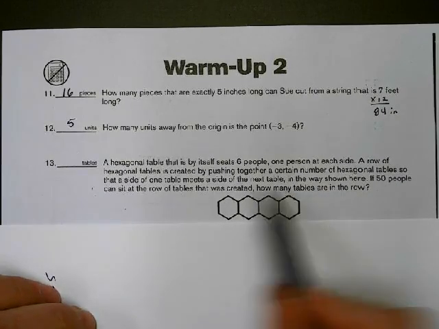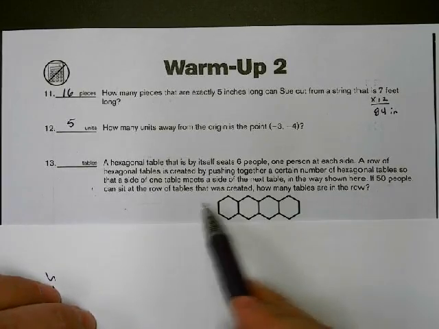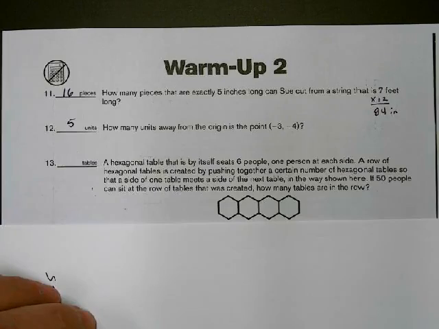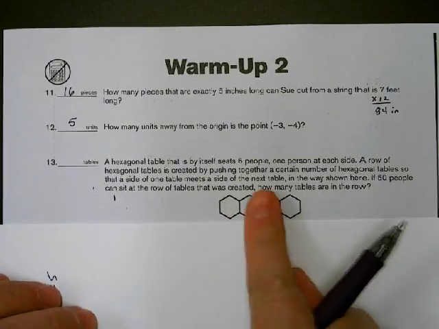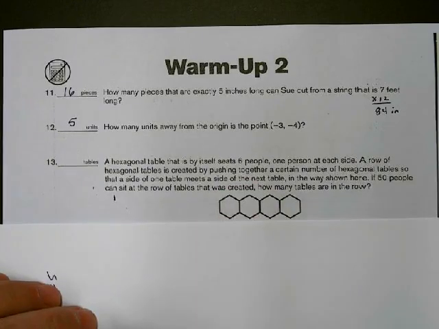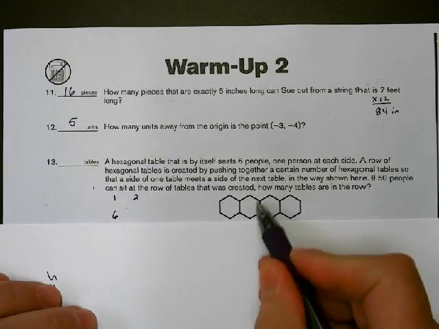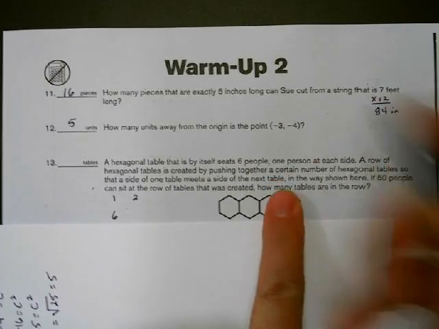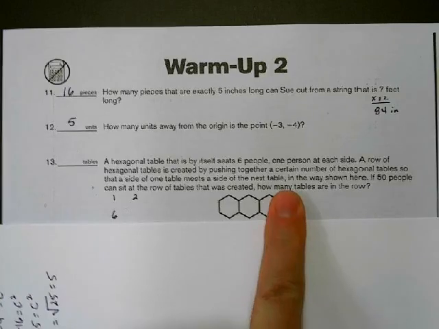So in this way, we're going to keep on adding tables. If 50 people are sitting at the tables, how many tables are in the row? Okay, this one you can kind of almost do a table of values and derive an equation from it. So for instance, if I have one table, 6 people can sit at that table. If I have 2 tables, let's count it out. 1, 2, 3, 4, 5, 6, 7, 8, 9, 10. 10 people could sit there.